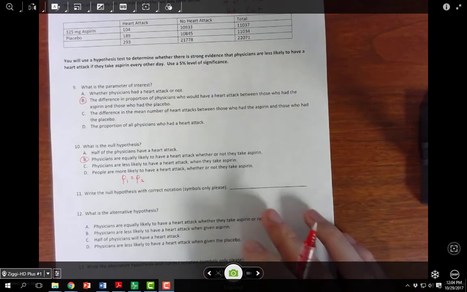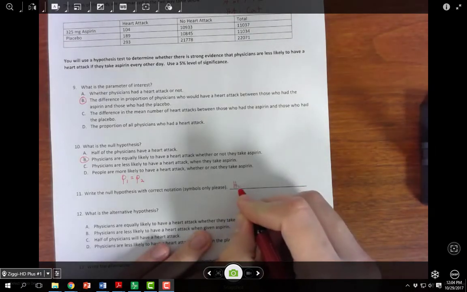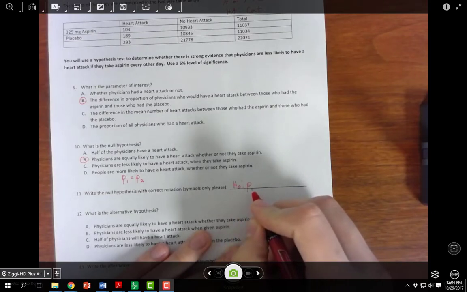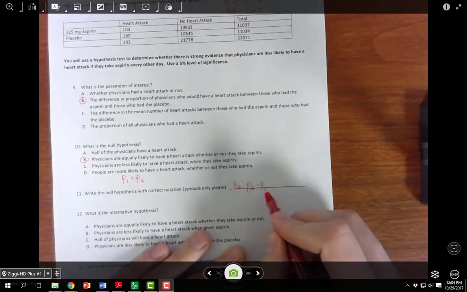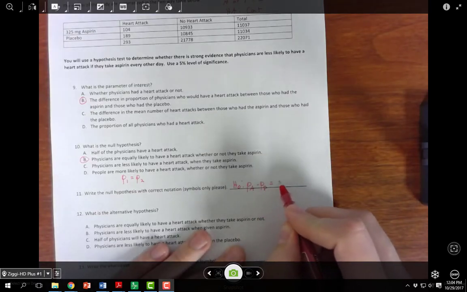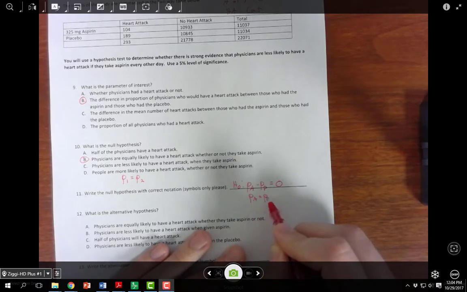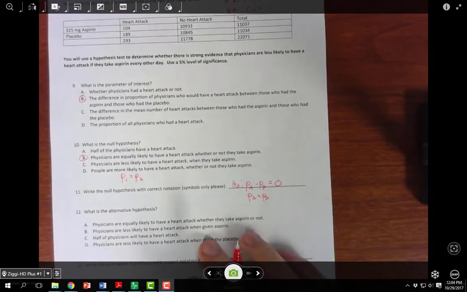And then 11 wants us to write the hypotheses with the correct notation. So our null hypothesis is going to be the proportion of physicians who took the aspirin who had a heart attack, minus the proportion of the doctors who took the placebo who had a heart attack. We're going to assume they're the same, so we're going to set them equal to 0. Or we could also write the proportion of physicians who had a heart attack taking aspirin is equal to the proportion of physicians who had a heart attack taking the placebo. Either one of the two would work.